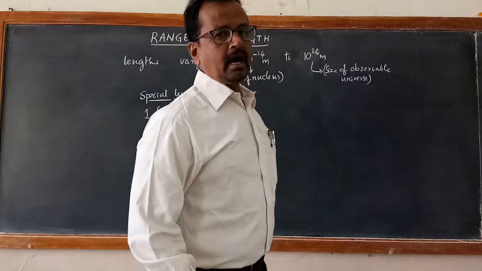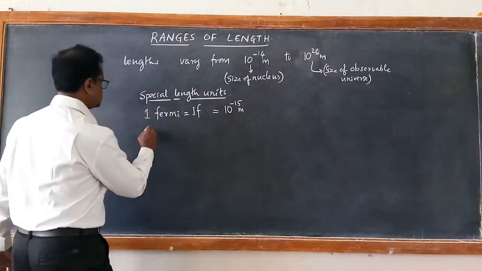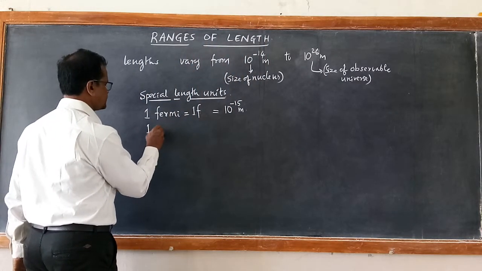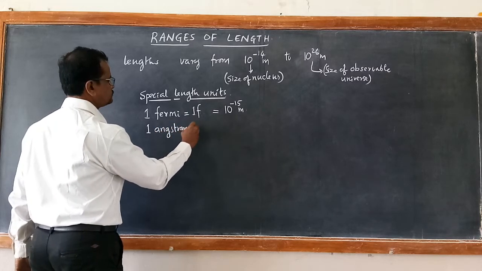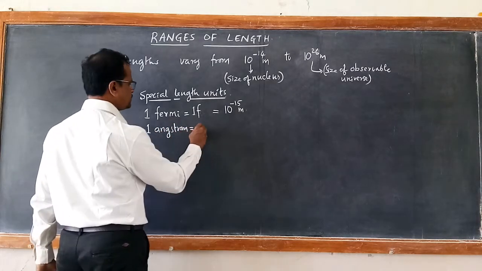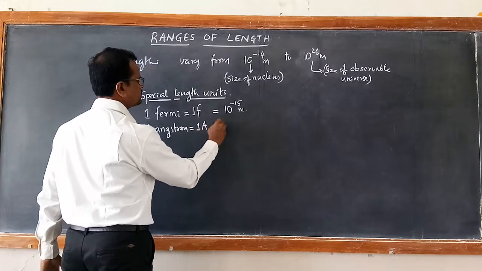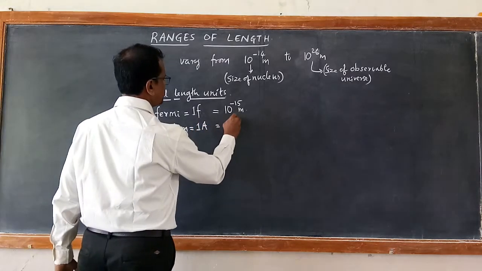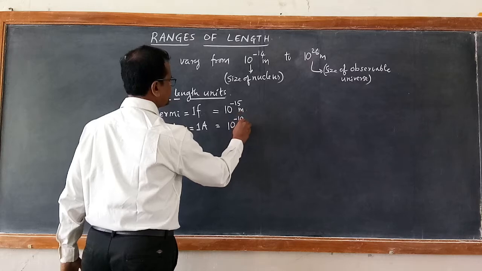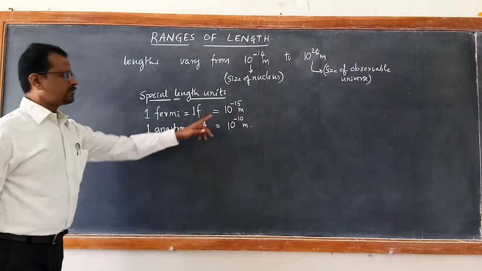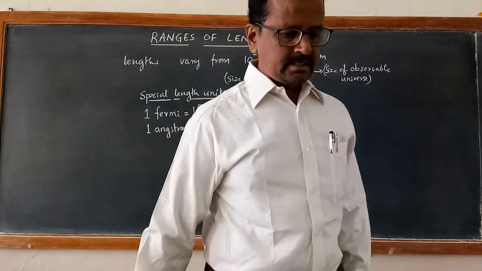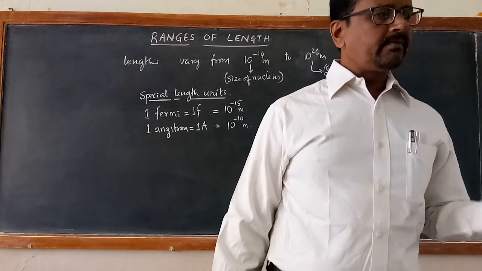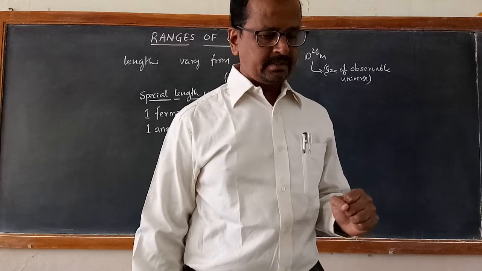Then the size of the atom is 1 angstrom, as I said yesterday. 1 angstrom is denoted by 1 Å. It is of the order of 10 to the power of minus 10 meter. Like this, these are very small scale units.